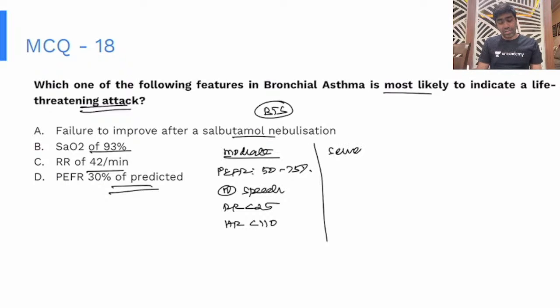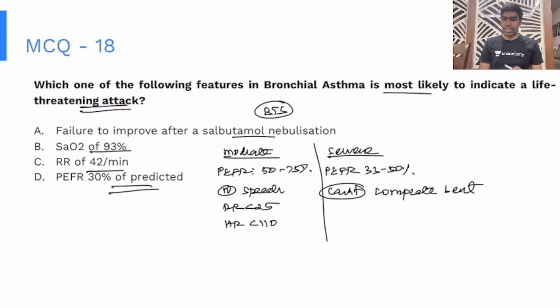If you want to call it a severe attack of bronchial asthma, then the PFR will be in the range of 33 to 50%, and the patient will not be able to speak normally, which means, if they use the term, the patient can't complete sentences in one breath. That's a very important point that tells you that the patient is having a severe attack of bronchial asthma, or if the respiratory rate is more than 25 breaths per minute, or if the heart rate is more than 110. All these are going to indicate that the patient is having severe bronchial asthma. Or some textbooks may use the term pulsus paradoxus, or the term silent chest, all of which indicate a severe attack of bronchial asthma.